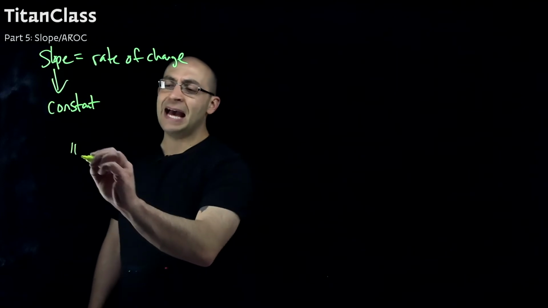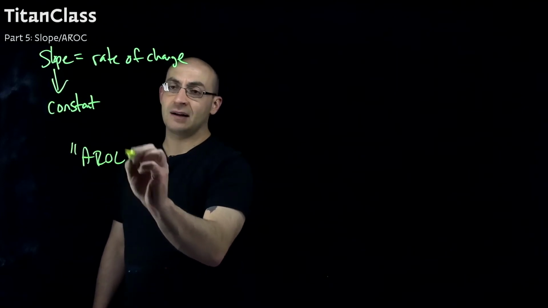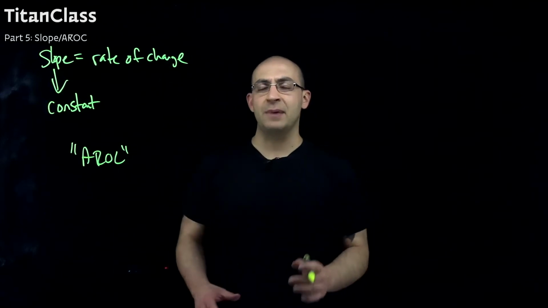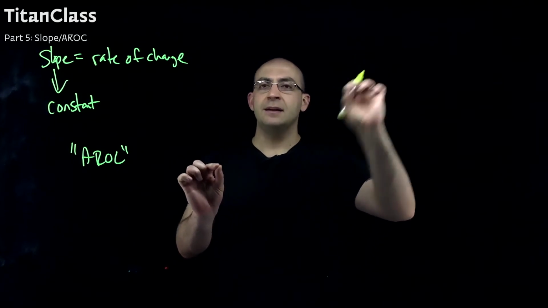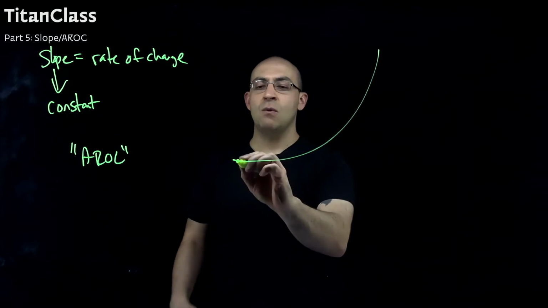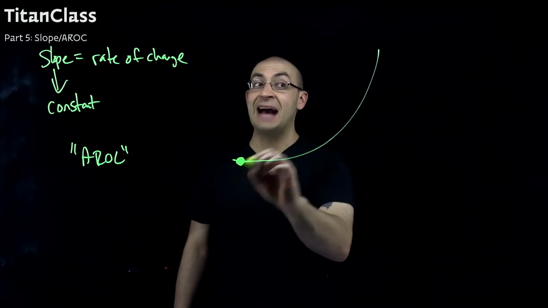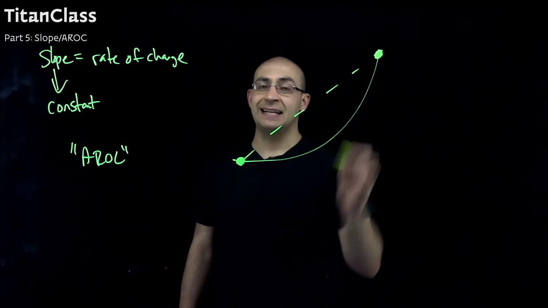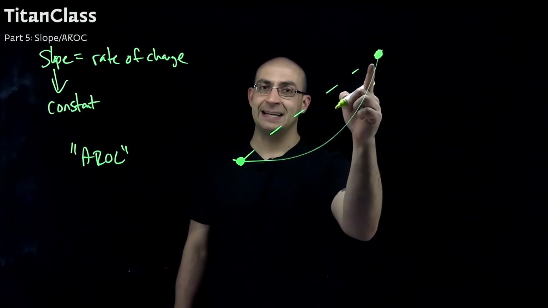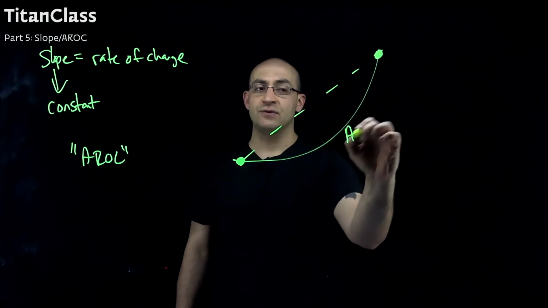The term average rate of change, or AROC, really talks about when I'm trying to find 2 points that are not on a straight line. Meaning, if we have a curved line, and I wanted to find the slope, or the average rate of change from here to here, that means I'm actually finding the straight line distance from the first point to the second. Now, this is for average rate of change.